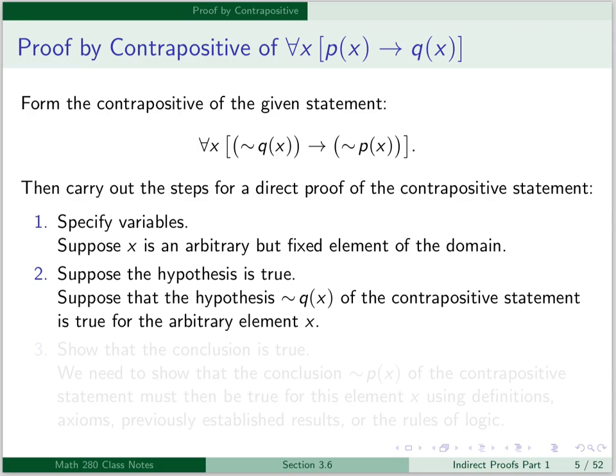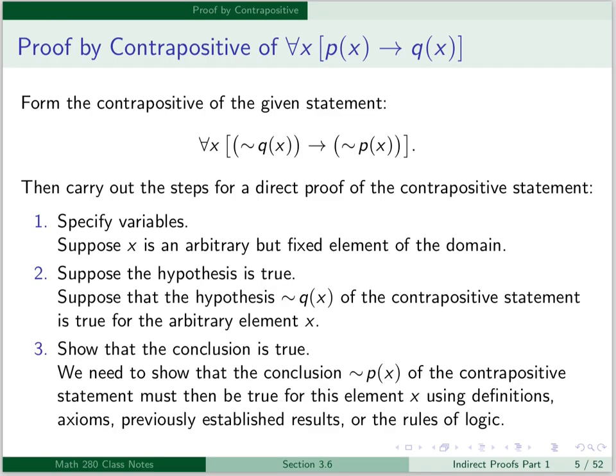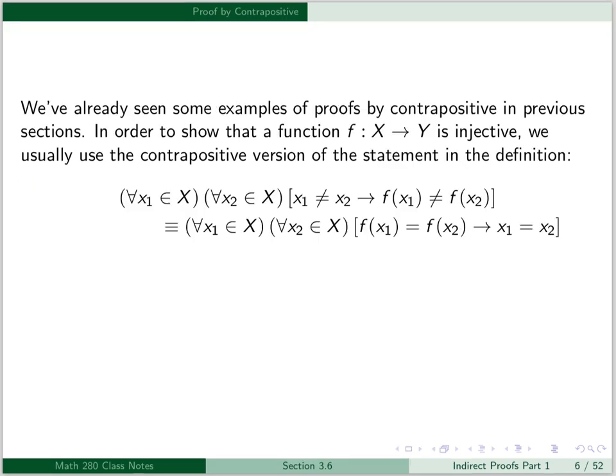For our second step, we're going to suppose the hypothesis is true. So in this case, we suppose the hypothesis not q of x of the contrapositive statement is true for the arbitrary element x. And for our third step, we show that our conclusion is true. So we need to show that the conclusion, not p of x of the contrapositive statement, must then be true for this element x using definitions, axioms, previously established results, together with the rules of logic.